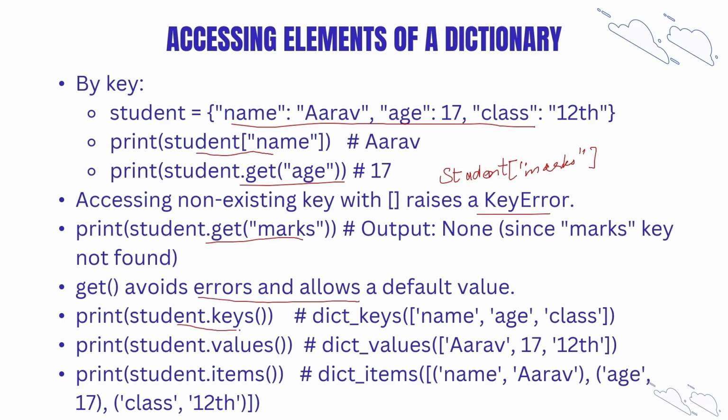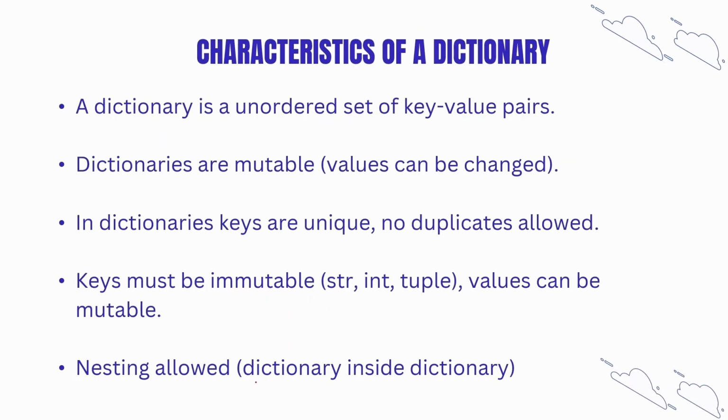Next, if I say student.keys, it gives me all the dictionary keys like name, age, class. If I say student.values, my dictionary has values like Arav, 17, 12th, so it gives me all these values. If I say dictionary.items, it gives me all the items of the dictionary. Here first is name and Arav, then age 17, then class 12. So in order to extract only keys, I use dot keys, only values dot values, and all the items, dot items.